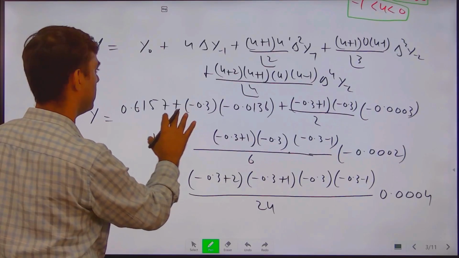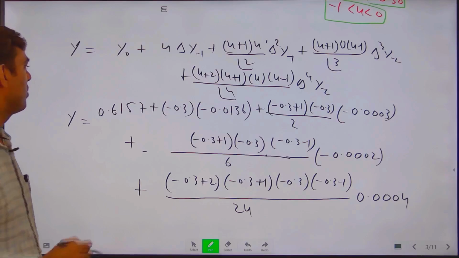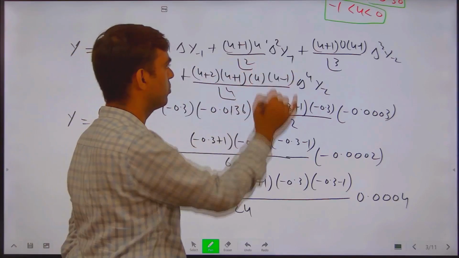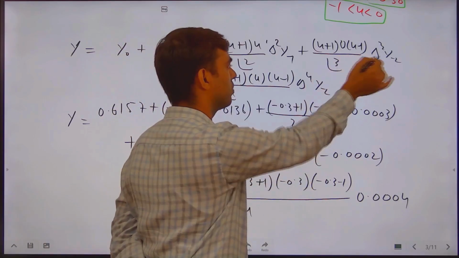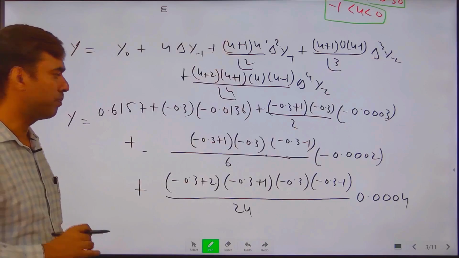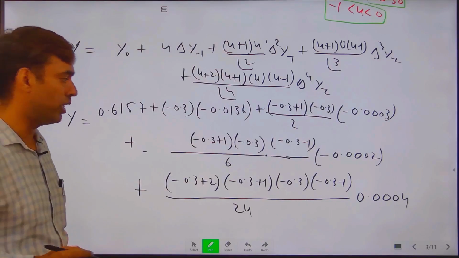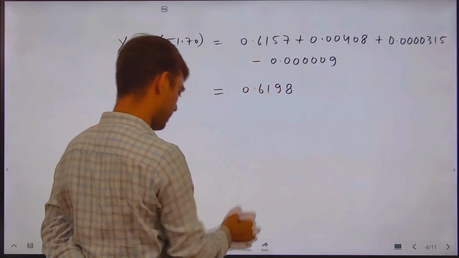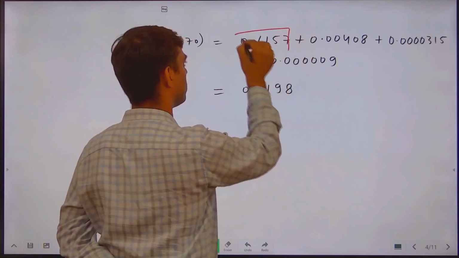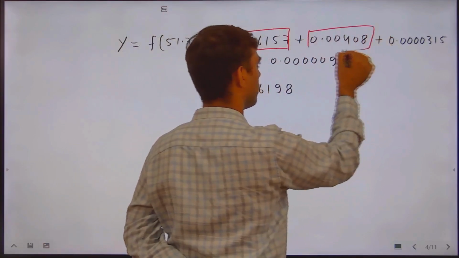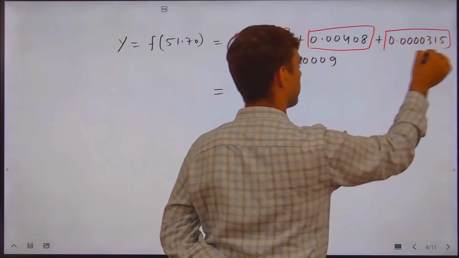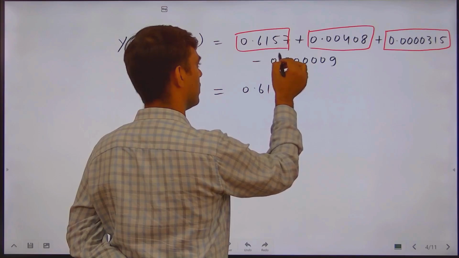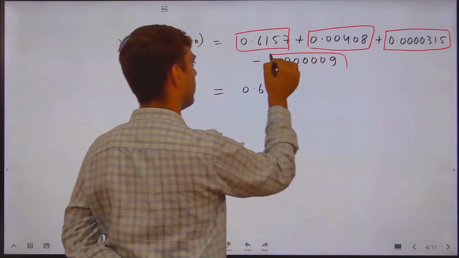Now, moving on to the central formula, we put in the values of y0, the value of u del y minus 1, the value of u plus 1 u upon factorial 2 del 2 y minus 1, u plus 1 u minus 1 upon factorial 3, and so on. Then after simplification we get the value of y at 51.7. We already simplified this. After simplification of the first term we get y0. After simplification of the second term, u del y minus 1, then u plus 1 upon factorial 2 del 2 y minus 1, then u plus 2, u plus 1, u, u minus 1, we find this term.